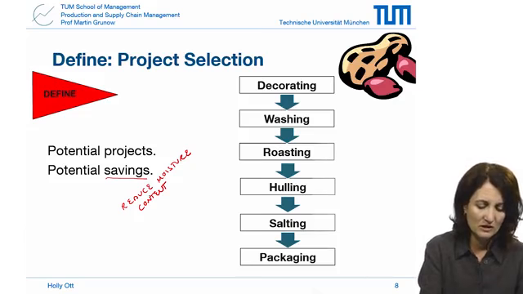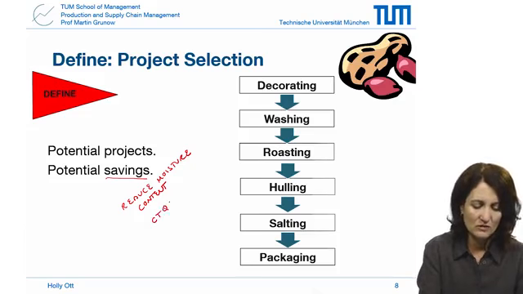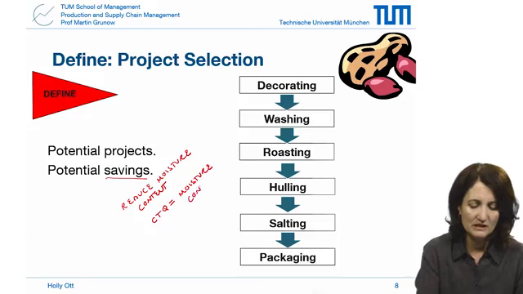So your critical to quality parameter is the moisture content in each or in a package.